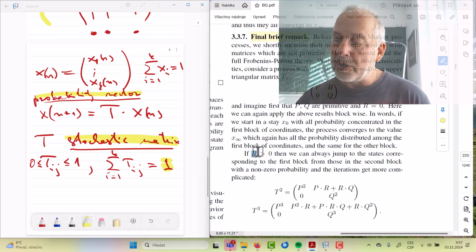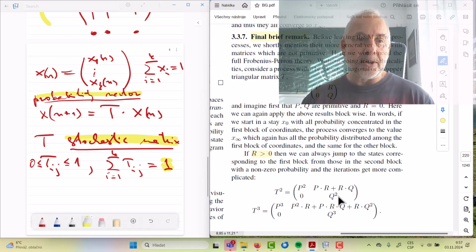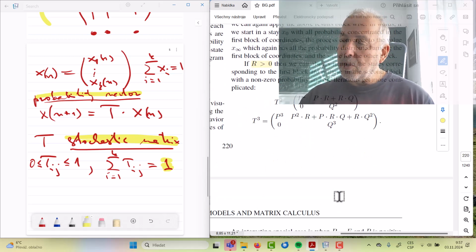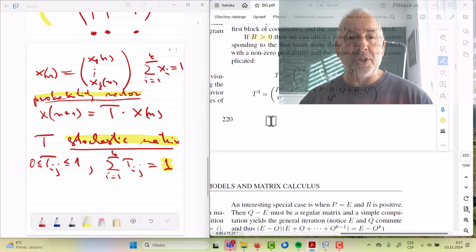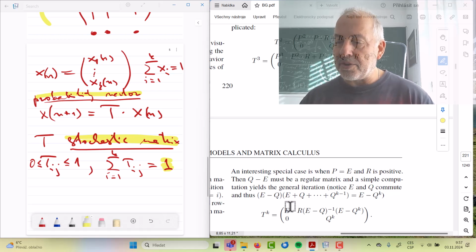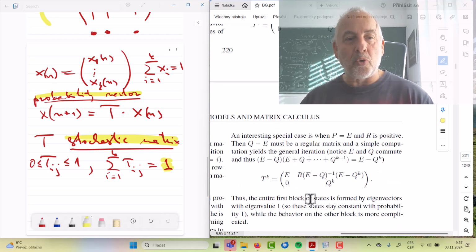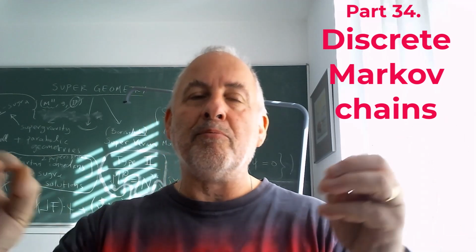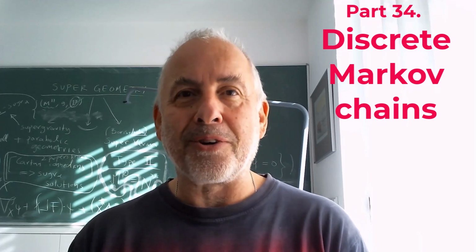But if R is not 0, then you can use some simple blockwise matrix computation to see how the iterates look, and there are some special cases where you can compute a bit more, right? So this is then a part of what people call chaos, because the dynamical system which is behind can move really widely, and that's something which is of greatest interest and is too complicated for us to go into now.